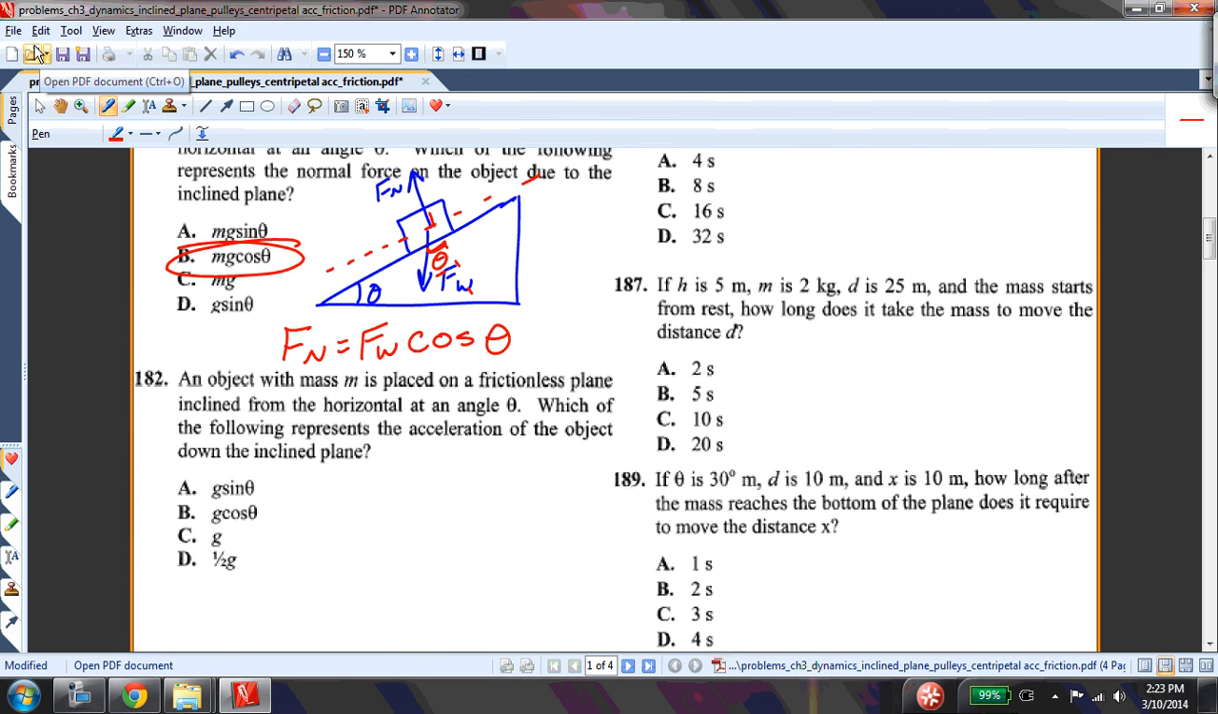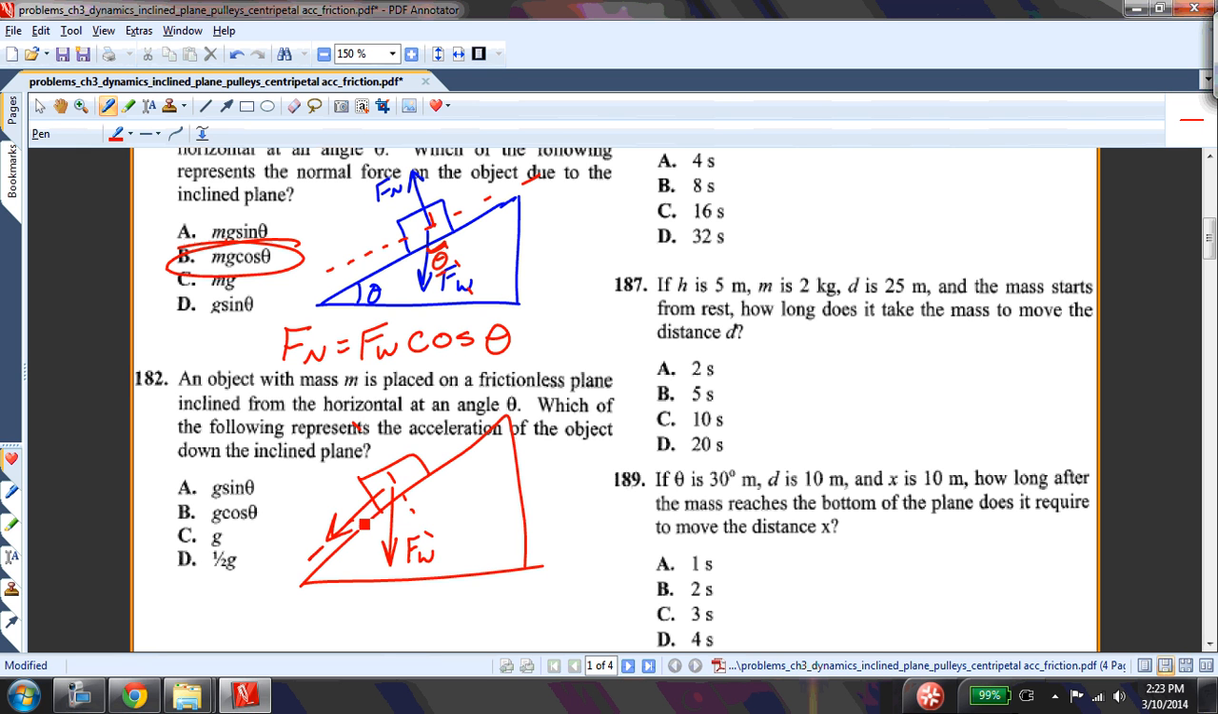An object with mass m is placed on a frictionless plane inclined from the horizontal at an angle theta. Again, the same scenario. Which of the following represents the acceleration of the object down the inclined plane? Well, my force down the inclined plane is going to be a component of my weight. So this is my weight. This is the angle theta. That is the x component of the weight. And so this force, which is down the inclined plane, is going to equal Fw sine of theta.